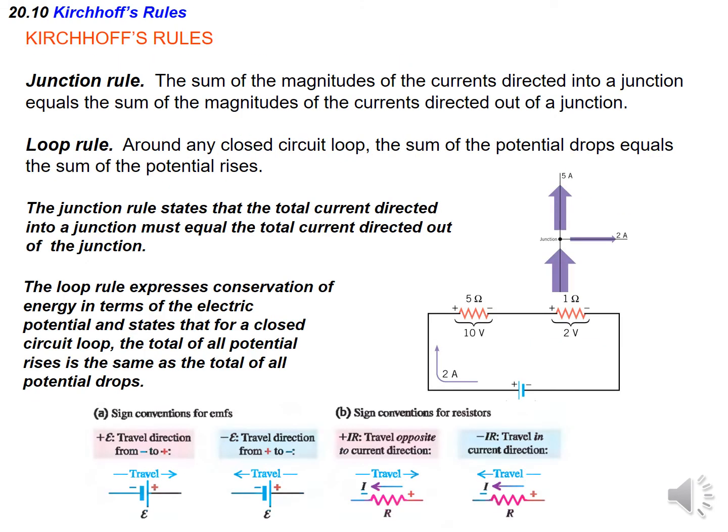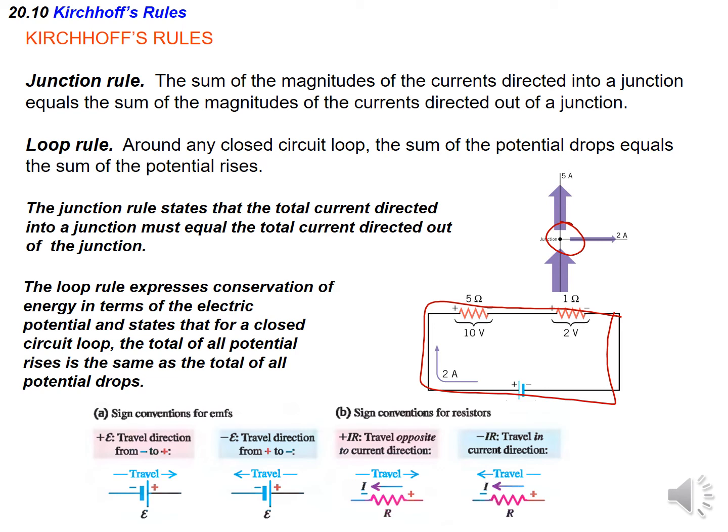So the last topic is about Kirchhoff's rules, and under Kirchhoff's rules we have two rules. The first rule is the junction rule, then the second is the loop rule. So what's the difference between the two? Of course, the junction rule refers to the junction in the circuit, and the loop rule is the loop in the circuit. According to the junction rule, the sum of the magnitudes of the current directed into a junction is equal to the sum of the magnitudes of the current directed out of a junction.